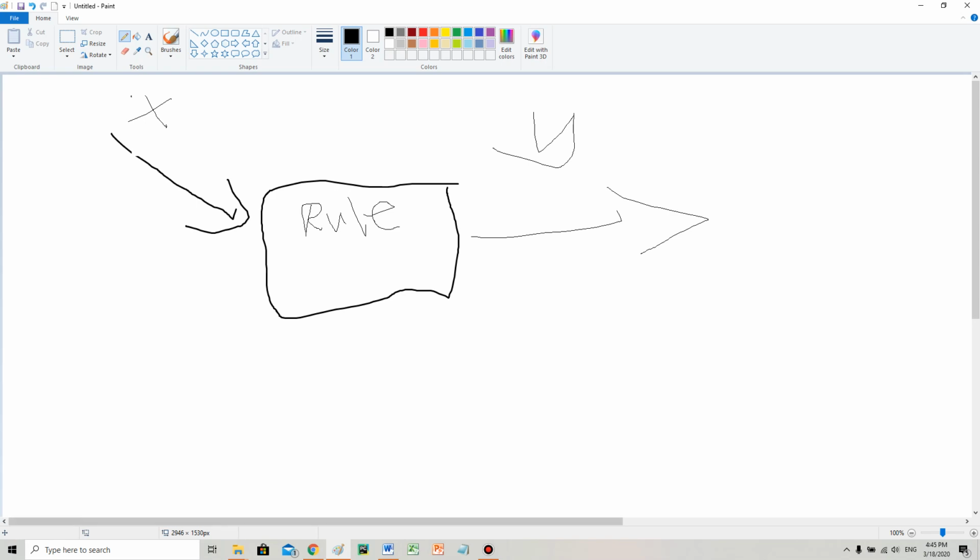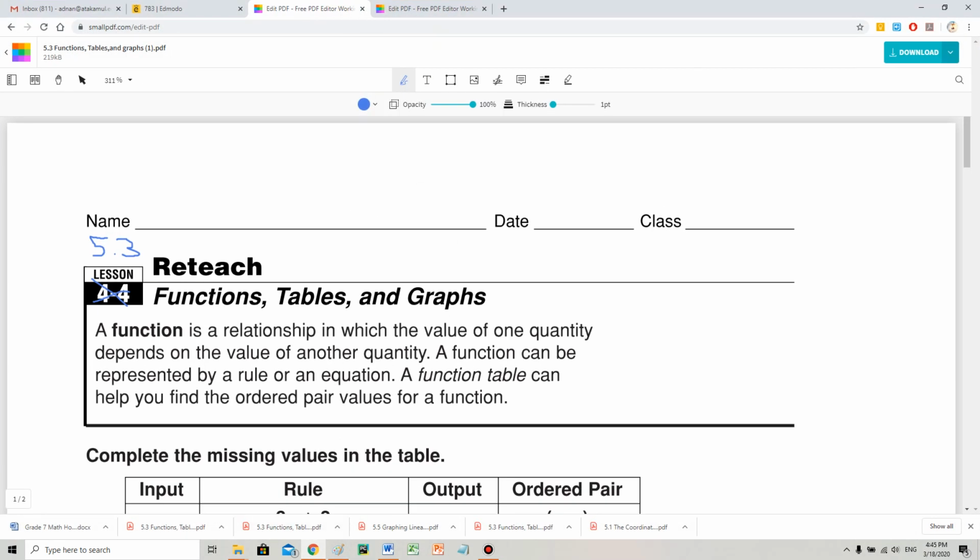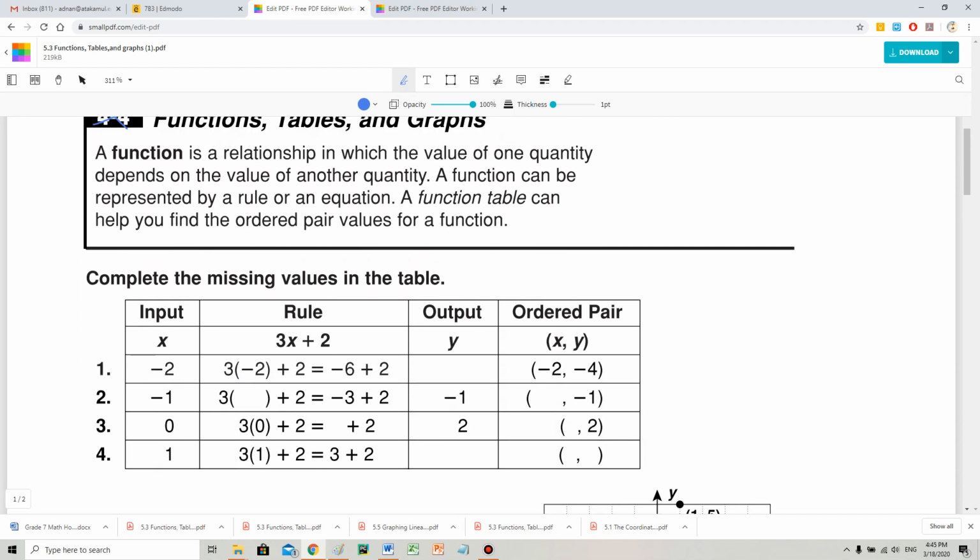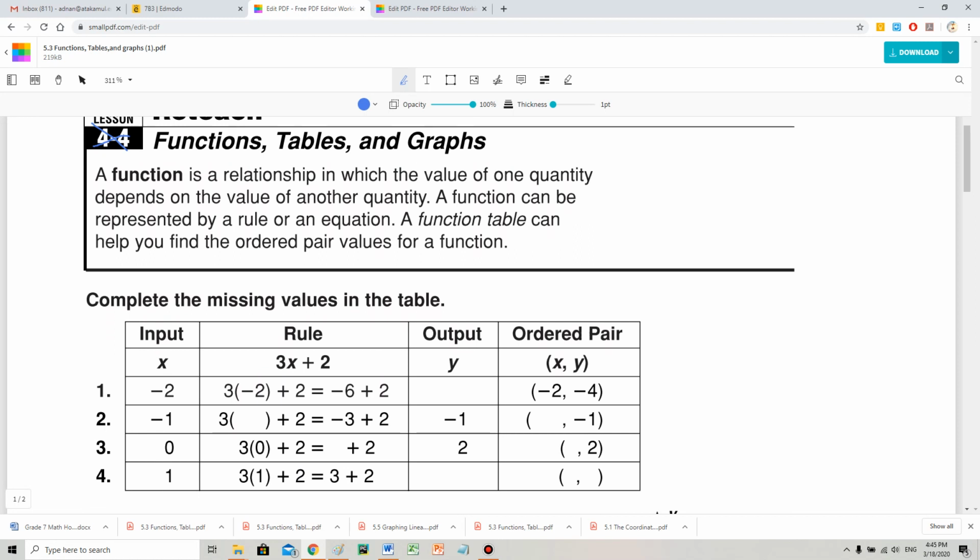Okay, so let's take a look. A function is a relationship in which the value of one quantity depends on the value of another quantity. A function can be represented by a rule or an equation. A function table can help you find the ordered pair values for a function. Our input from now on is going to be called the x values. So whatever x values we receive, we input into our rule. What is the equation for this function? Well, the rule is y equals 3x plus 2.